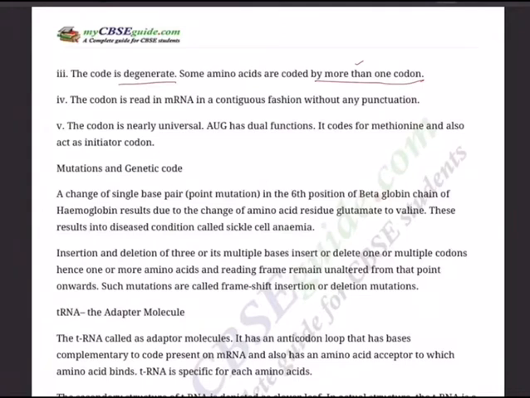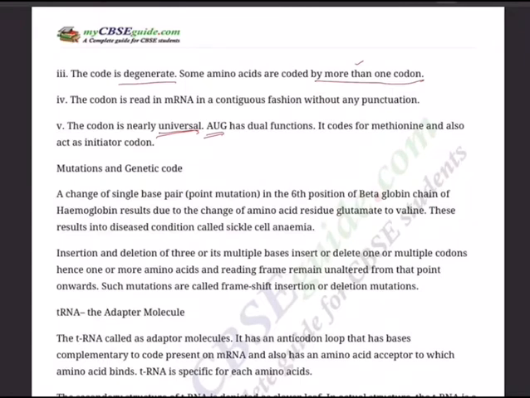The codon is read in mRNA in a contiguous fashion without any punctuation. It is comma-less, we say. The code is nearly universal, irrespective of whether human beings or animals or plants, the code is universal.